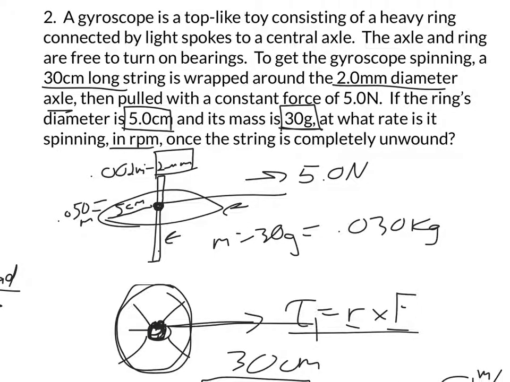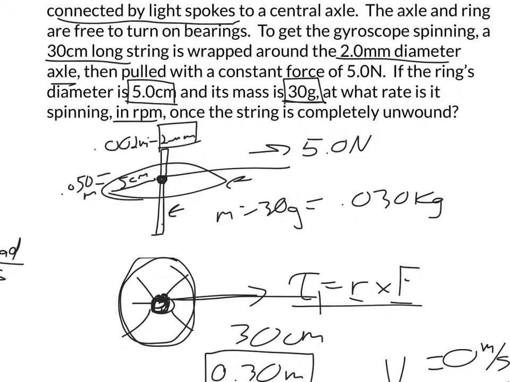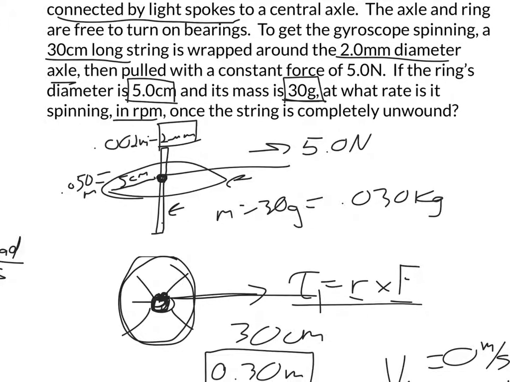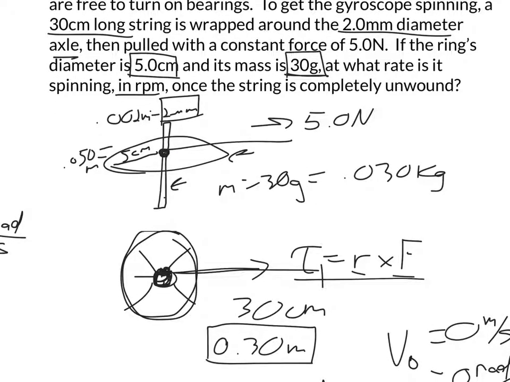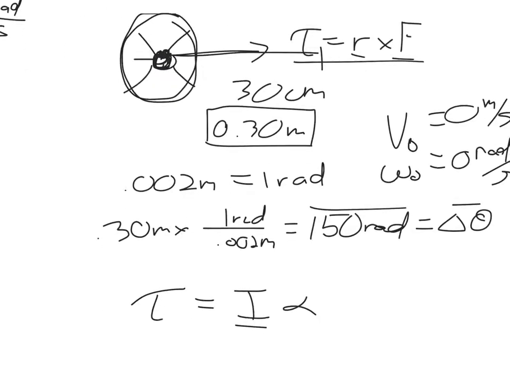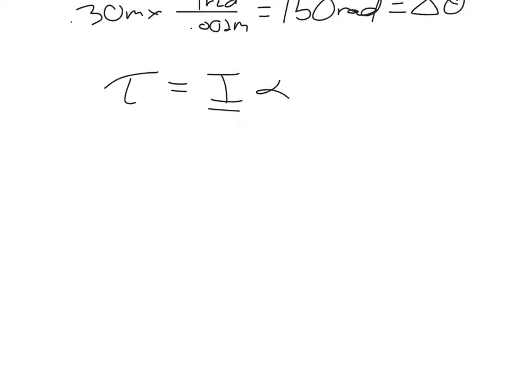And I'll make that point up here too. A heavy ring connected by light spokes. So they don't want you to think of the spokes and the axle as contributing much to the moment of inertia, which the axle wouldn't anyway, because its radius is so small. So its mr squared is going to be also very small compared to the ring. So we're going to say that the axle and the spokes are a very small percentage of the total moment of inertia. So I'm really going to use the 5 centimeters and the 30 grams. Whew. Lot in this problem.